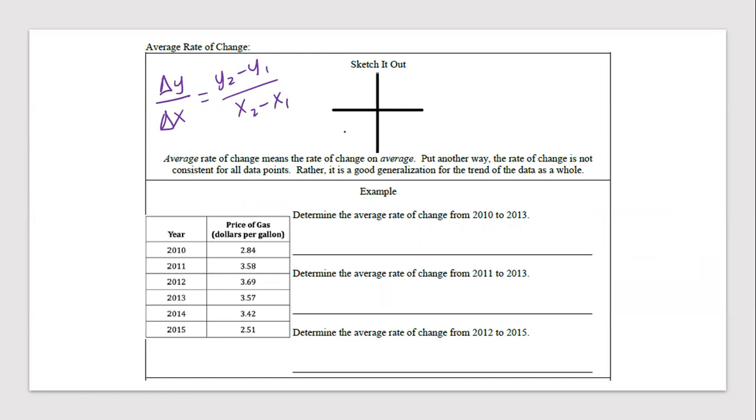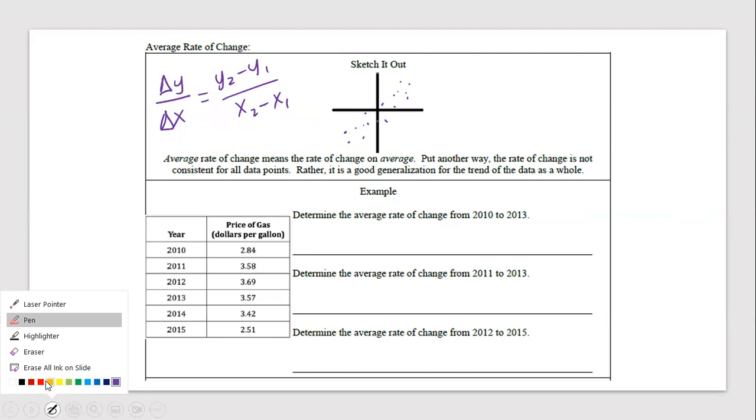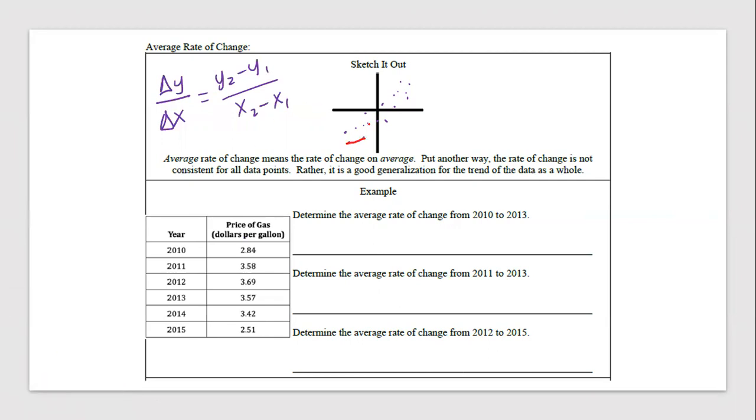So if I had a scatter plot, for example, I can choose any 2 of these points. Are they guaranteed to have the same average rate of change? No, because the slope that connects these 2 points may not be the same slope that connects these 2 points. Does that make sense? Okay. And so your average rate of change is going to be different depending on the points selected. Got it? All right. Let's keep going.